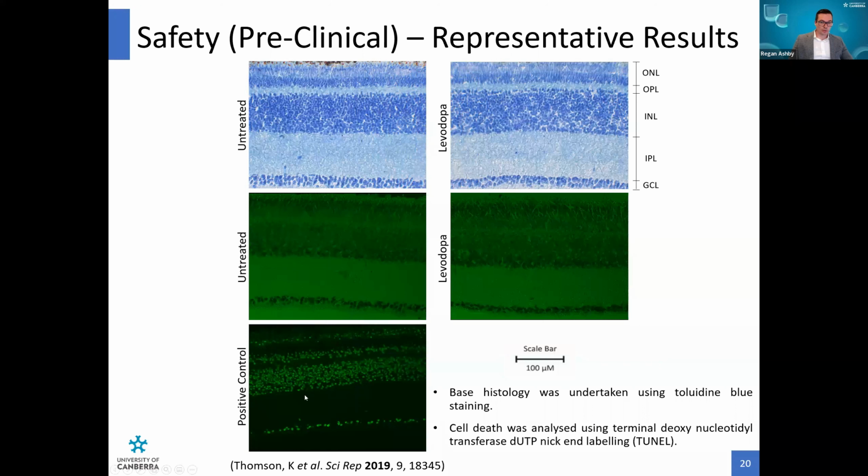Apoptotic staining would normally look like this. So this is a positive control where we've induced apoptosis or cell death within the retina. So you can see all the ganglion cells, the inner nuclear layer, outer nuclear layers, all starting to glow green, which says that we've induced apoptosis within these cells. So levodopa treatment did not alter the architecture or thickness of the retina and did not induce any kind of cell stress.